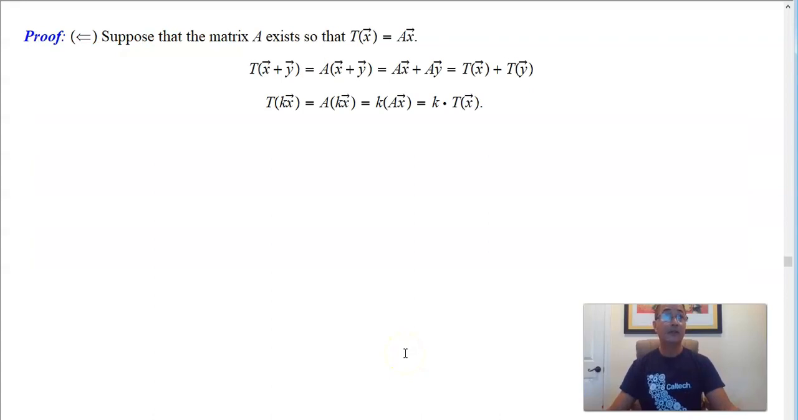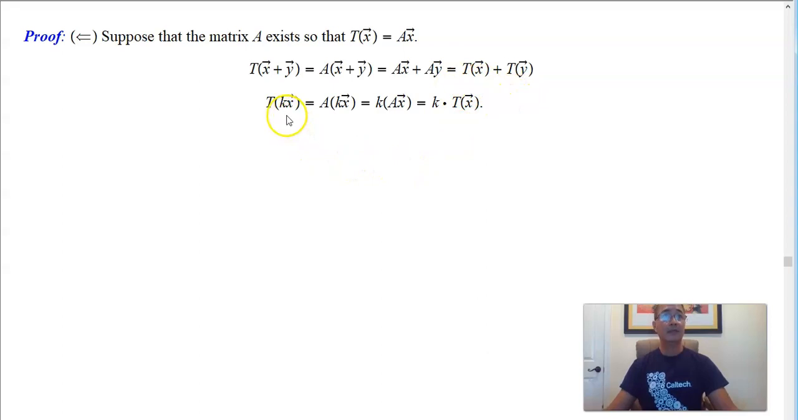So the proof of this theorem is not that hard. Let's do the backwards direction first. So suppose you have this matrix A, so that T of x is just A times x. What is T of x plus y? We have to show additivity and homogeneity. Well, x plus y is now our input, so T of x plus y is A times x plus y. But let's go back to chapter 1. We have the additivity property for matrix multiplication. So A times x plus y is just Ax plus Ay. So who is Ax? It's T of x, and Ay is T of y. So that's just T of x plus T of y.